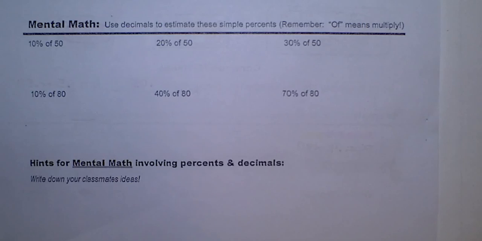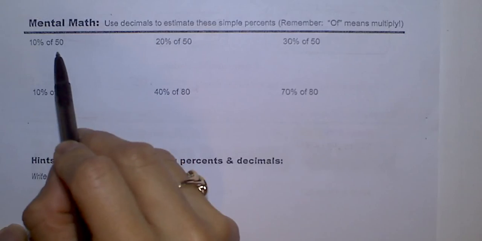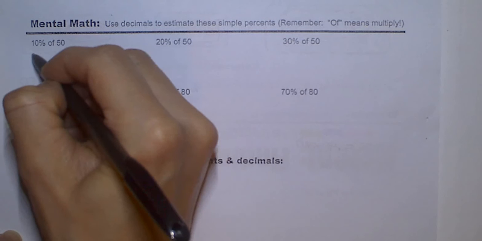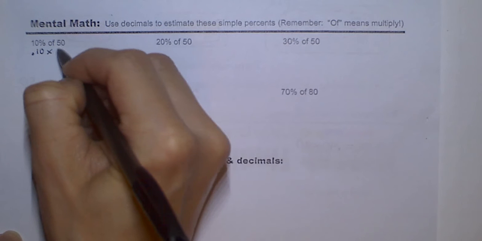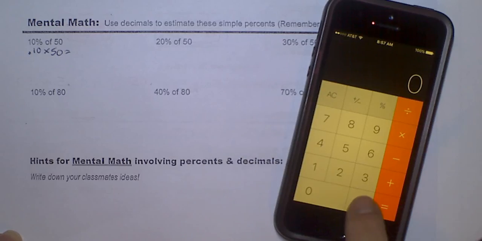Now let's try some mental math problems. First, I am going to show you by writing this down what this will equal. Some of you might already know how to do this part, but if we're doing 0.10 times 50, and I type that into a calculator, I get 5.